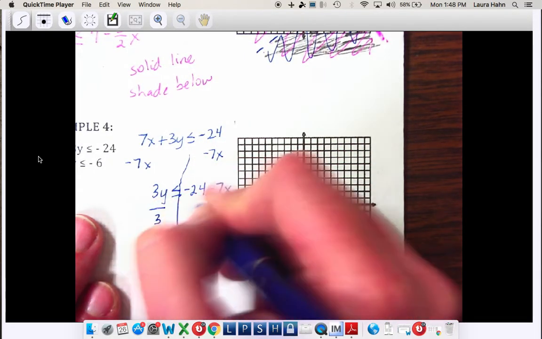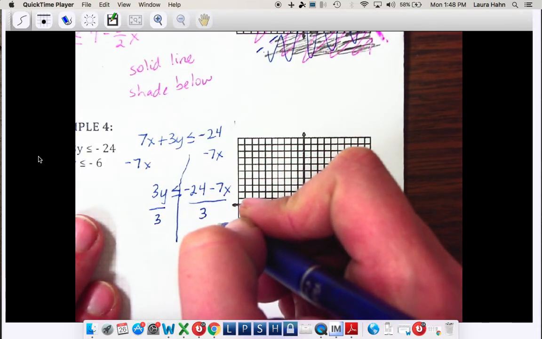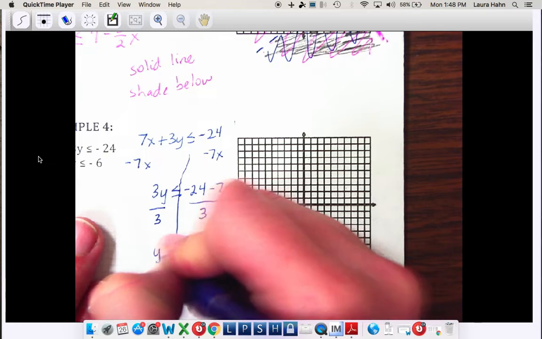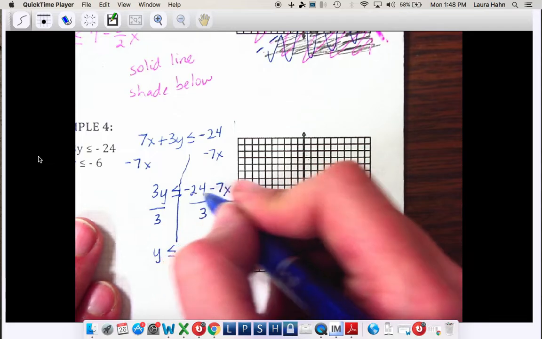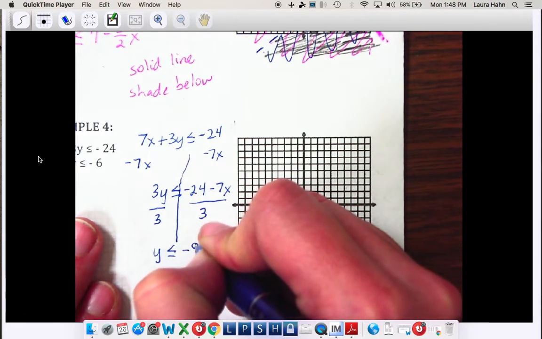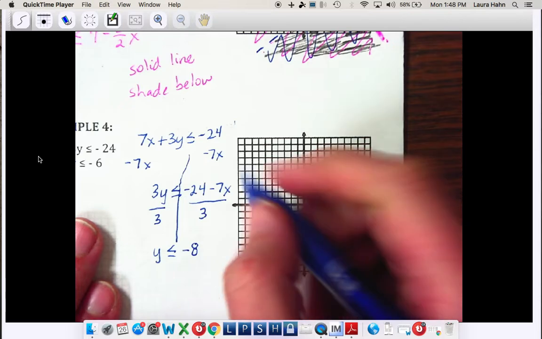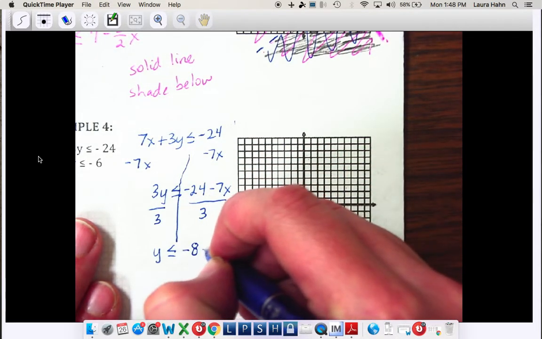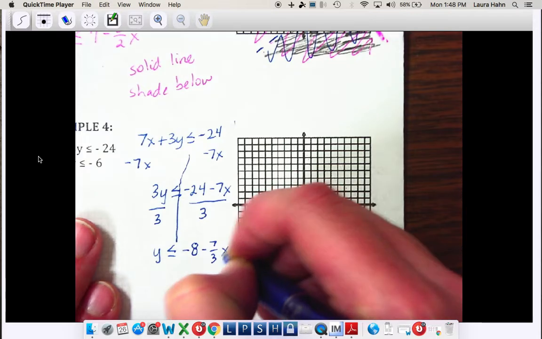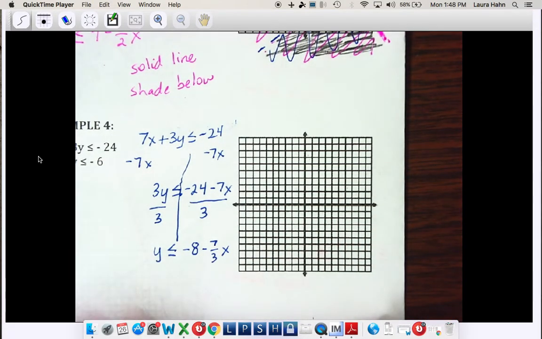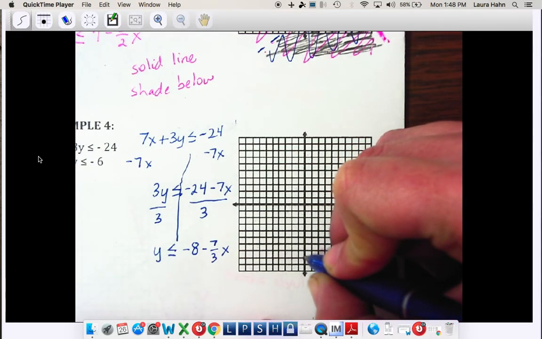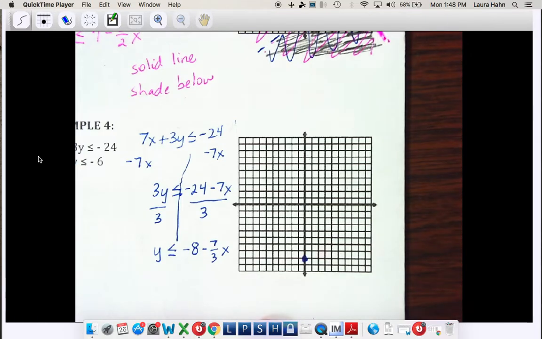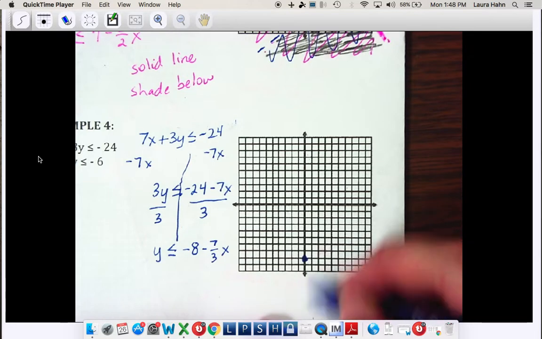Divide both sides by 3. My y will drop down. There is no reason to flip my sign. I know a negative 24 divided by 3 is a negative 8. I know a negative 7x divided by 3 is a negative 7 over 3x. Okay, my y-intercept is negative 8, so I'm going to go down 8. My slope is negative 7 over 3, so I'm going to go down 7, right 3.